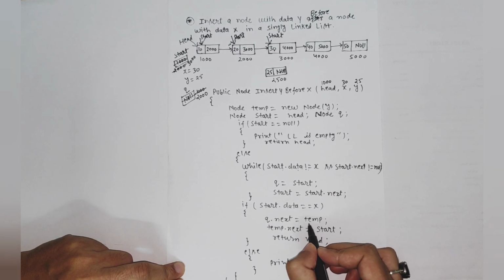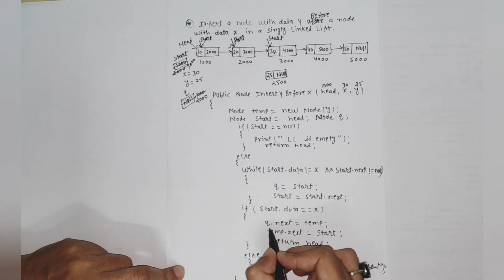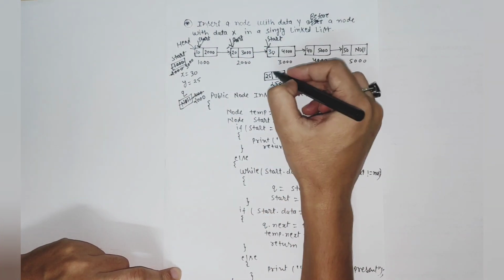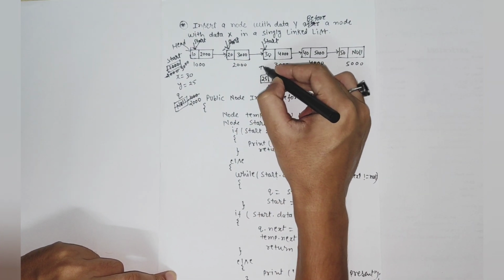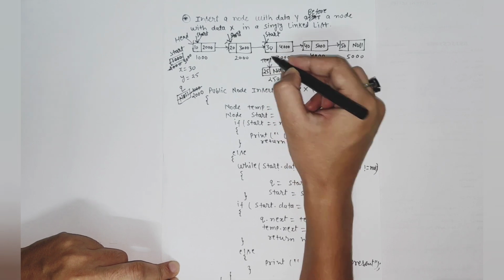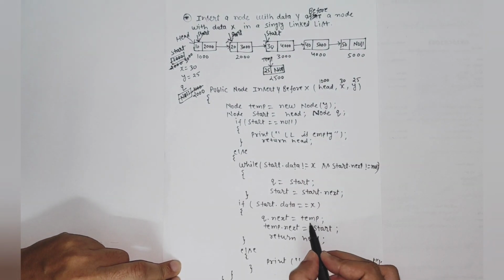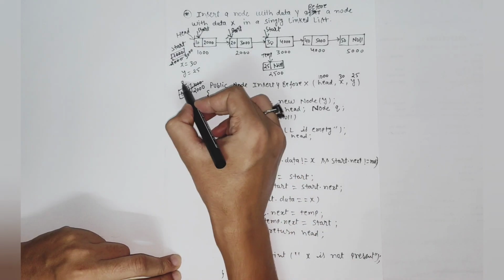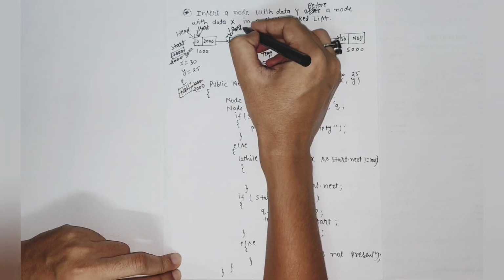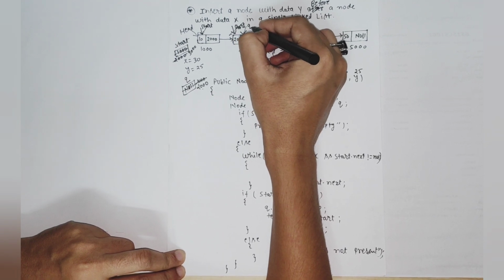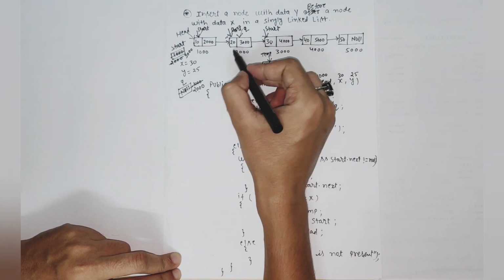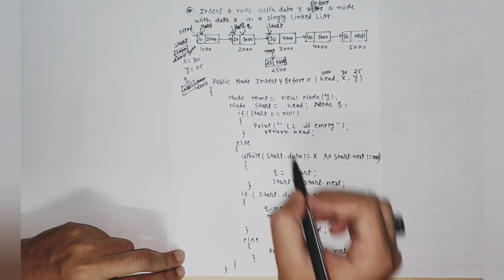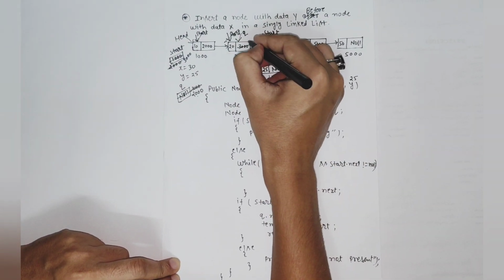Here we will assign temp value to q.next. So this is our temp. So temp is 2500. So we will assign 2500 in q.next. So q is 2000, means q is present here. So q.next is currently 3000. So in place of 3000, we will assign 2500.